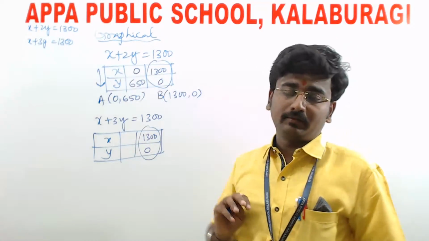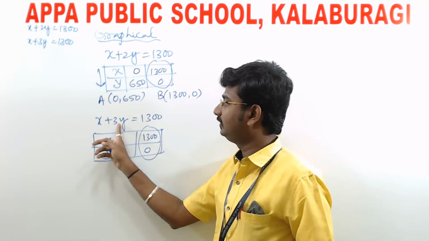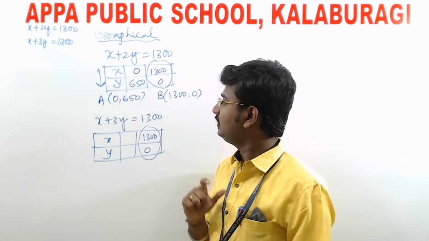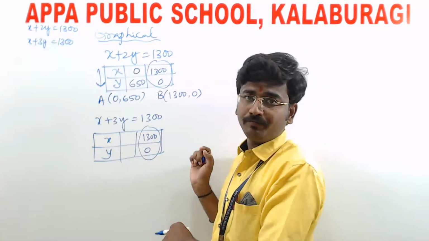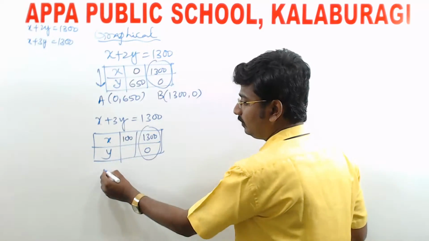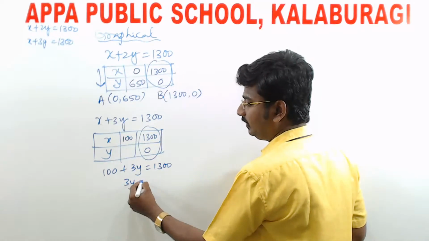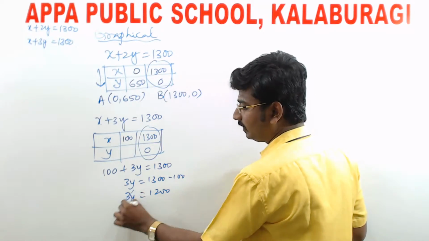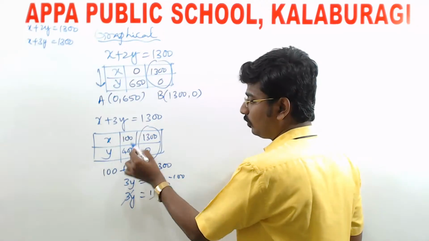Now what will you take here? Why? Because see, if I take x as 0, can I cancel 1300 by 3? No, you may get some decimal. You can change some values. What you can do? You can take x value as 100 if you want. If I take x value 100, it would be 100 plus 3y equal to 1300. 3y equal to 1300 minus 100, which is 1200. 3 ones are 3, 3 fours are 12, so this would be 400.